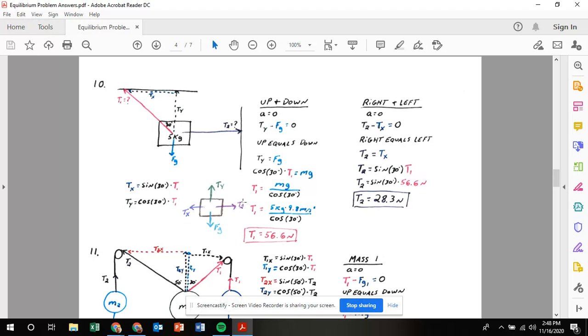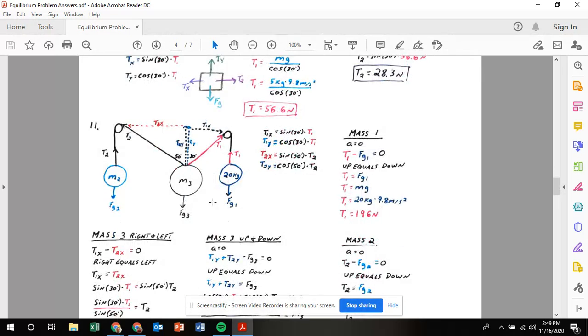Going right and left, here I have T2 equals T in the x direction, because right stuff has to equal left stuff, because again, no acceleration. So T2 has to equal T in the x direction. Well, I know T in the x direction right here is sine of 30 times T1. We just solved for T1. It's 56.6. So that means T2 equals sine of 30 times 56.6, which tells me that T2 is 28.3 newtons.